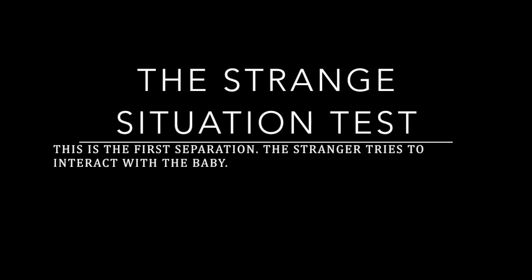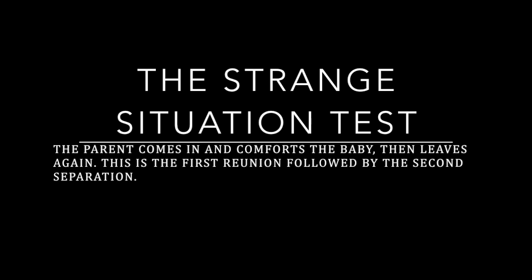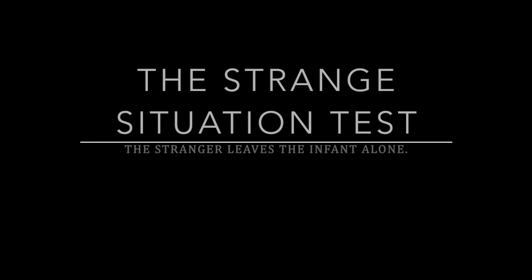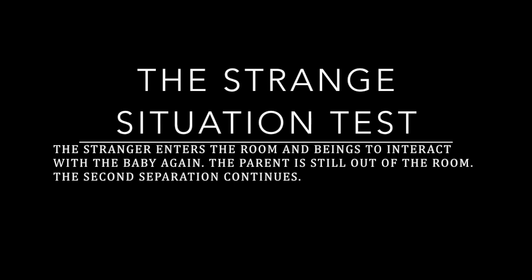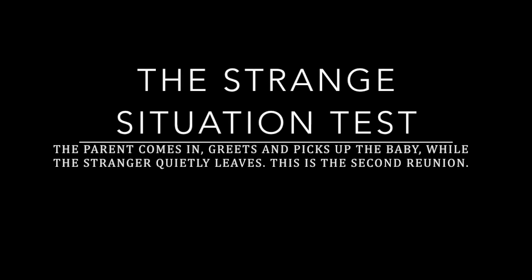The stranger tries to interact with the baby. The parent comes in and comforts the baby, then leaves again. This is the first reunion, followed by the second separation. The stranger leaves the infant alone. The stranger enters the room and begins to interact with the baby again. The parent is still out of the room. The second separation continues. The parent comes in and greets and picks up the baby, while the stranger leaves quietly. This is the second reunion.